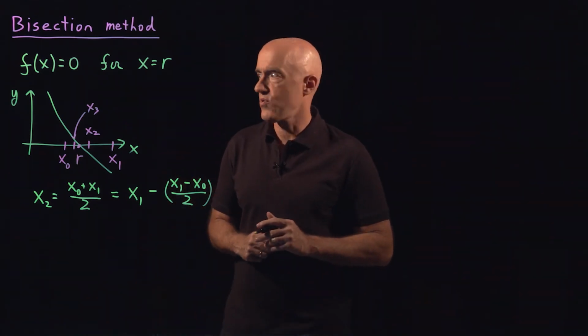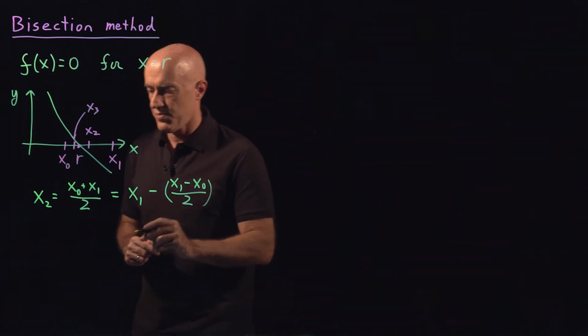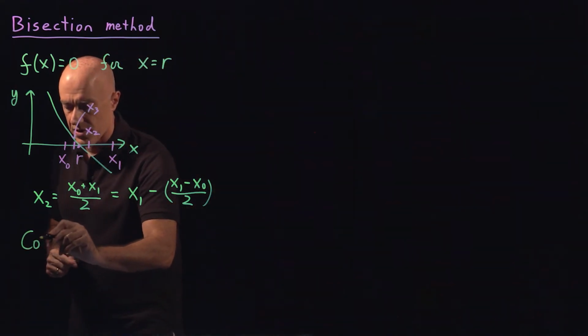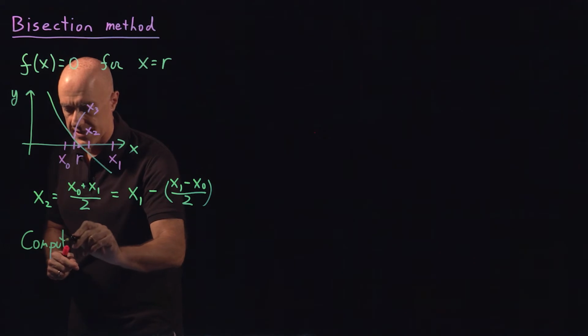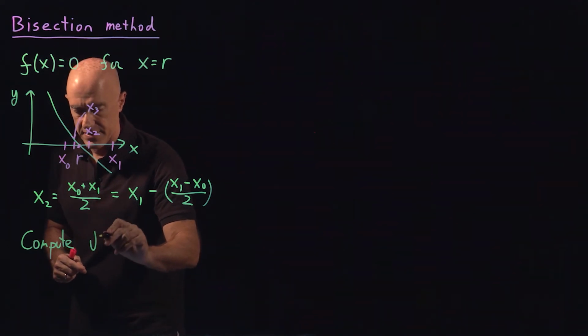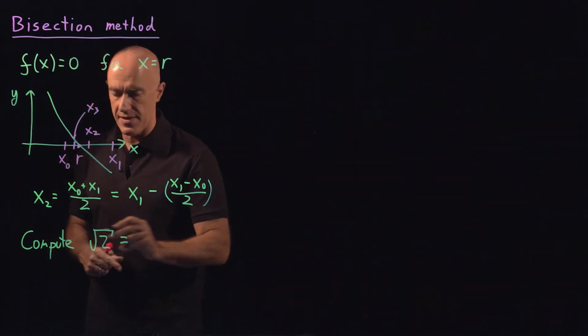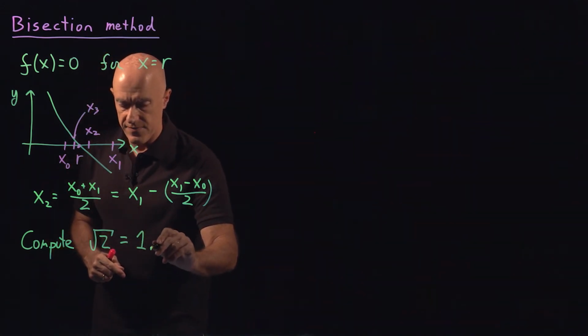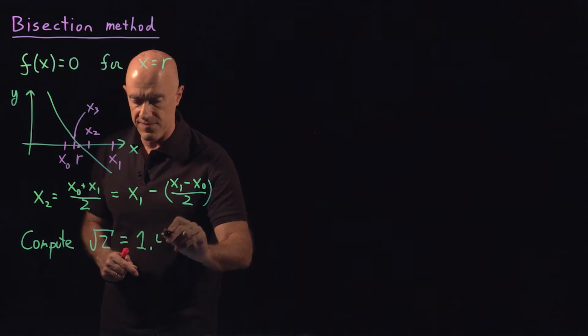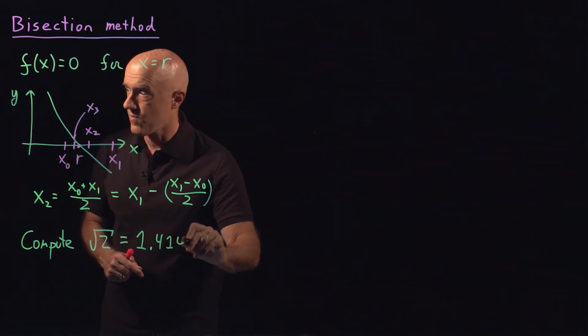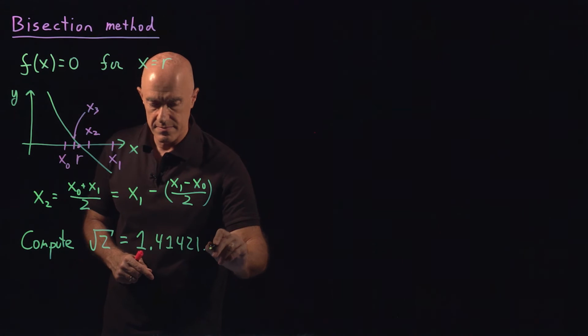Let's try a quick example. Let's compute the square root of 2. I'll use this example for all of our methods. So compute the square root of 2 using the bisection method. As a reference, the value is 1.41421.